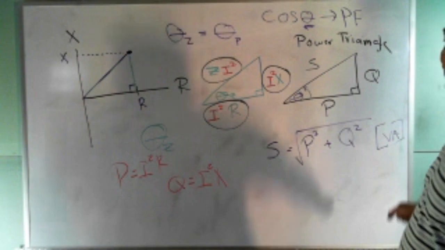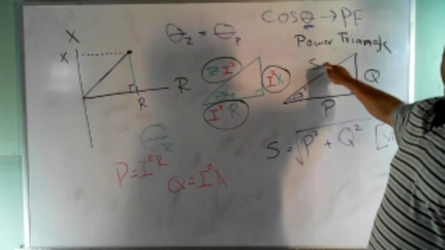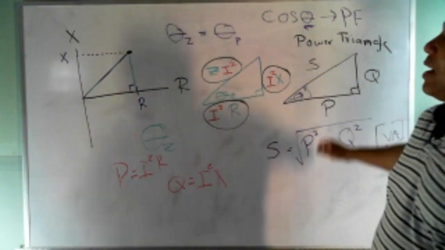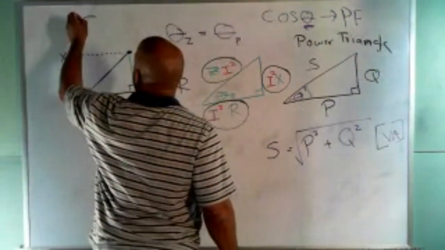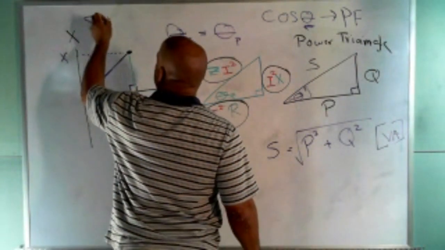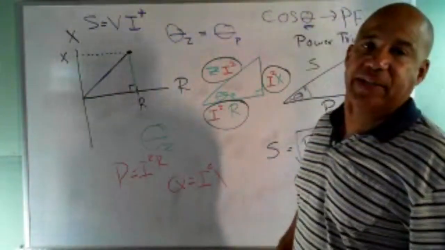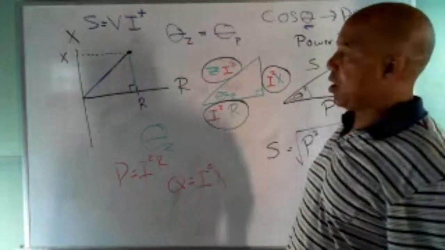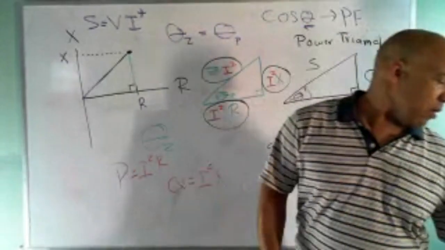So the takeaway is that I use the power triangle when I want to calculate S, or I showed you the other equation that we'll talk about later on, where S is equal to V times I star, where the star is called the complex conjugate. We'll do that later on. Now I want to focus on the power triangle.